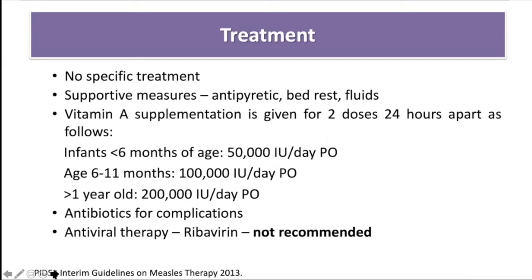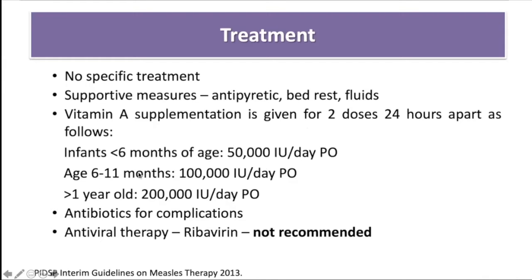So treatment of measles are essentially supportive, and as mentioned also, because there is an associated vitamin A deficiency or a low level of vitamins among patients with measles, it's recommended to supplement with vitamin A. So the therapeutic dose of the vitamin A of measles should be started as soon as diagnosis is made, regardless of the last dose of vitamin A or when the last dose of the vitamin A was given. So supplementation is given for 2 doses, 24 hours apart, as follows.